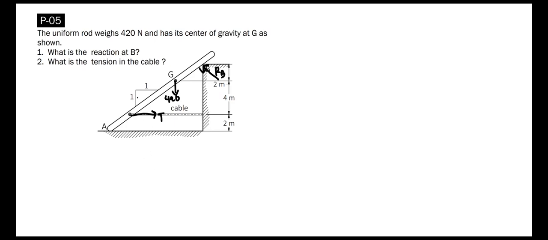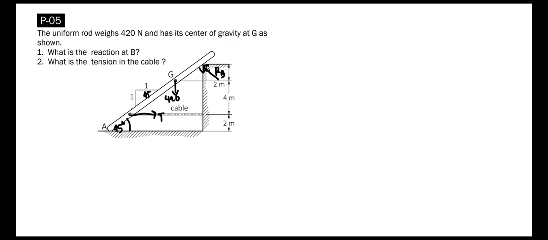Now next, since the bar has a slope going from one horizontal to one vertical, taking the arctangent function of 1:1, that is equal to 45 degrees. So the slope here must also be equal to 45 degrees by the alternate interior angle theorem.